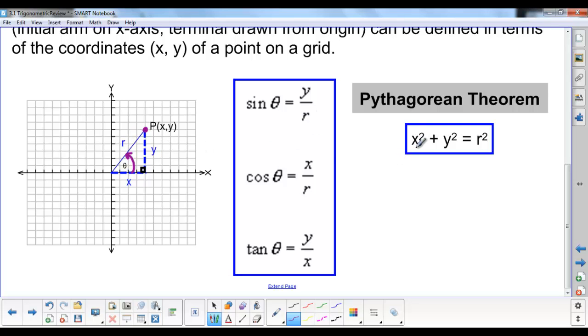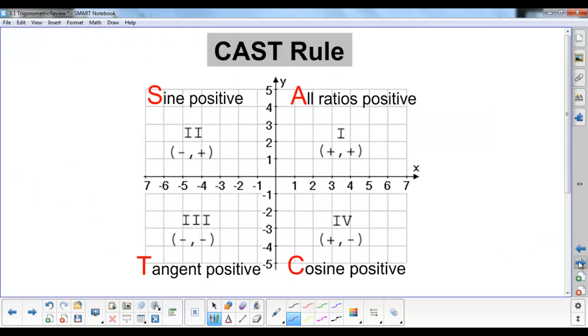Now, sometimes to determine r, you might notice that we've created a right triangle. So we can use the Pythagorean theorem at times to help us find those values for x, y, or r, depending on the situation. Okay, so some other things to kind of recall.